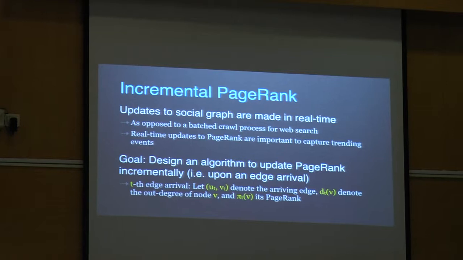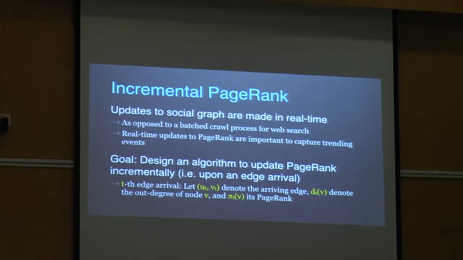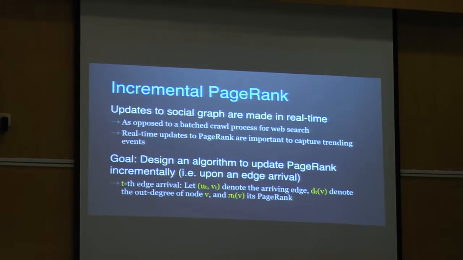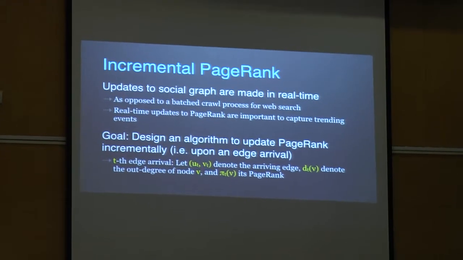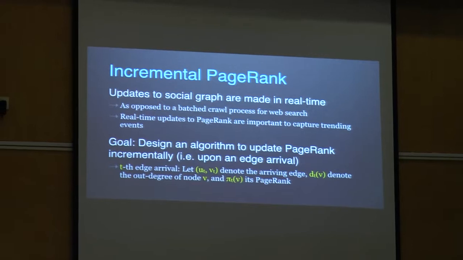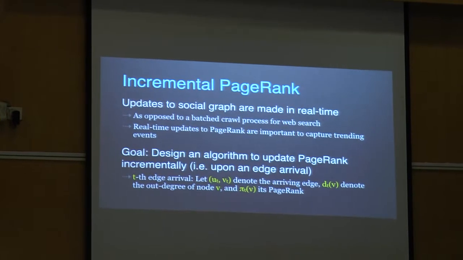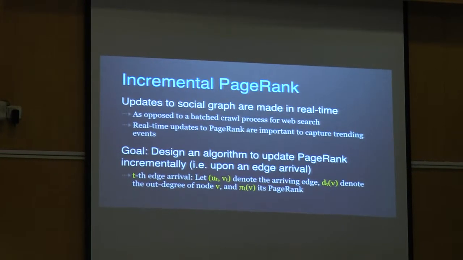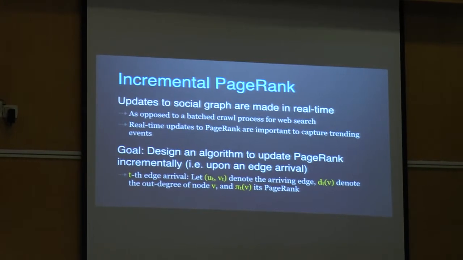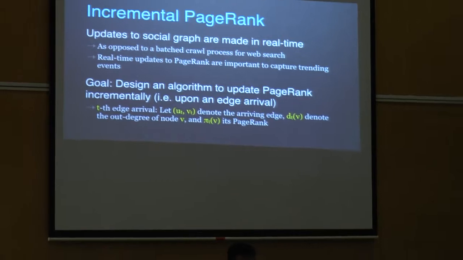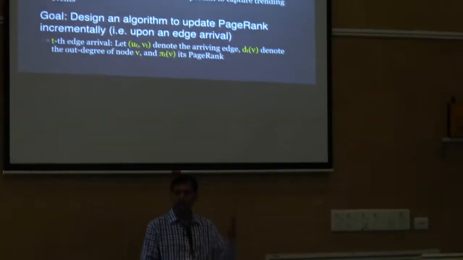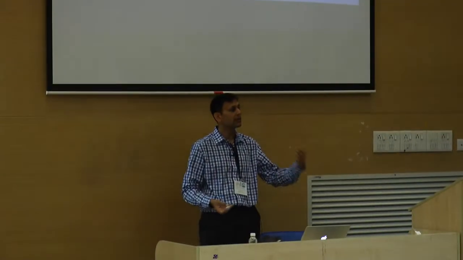In a social graph, updates are happening in real time, and you know these updates as they're arriving. It's not like you have to crawl the web to find out how it changed. And in a place like Twitter, there are trending things that happen. Some things suddenly become very important. So it's important to capture these trending events. As soon as an edge arrives, you want to update the PageRank of every node.